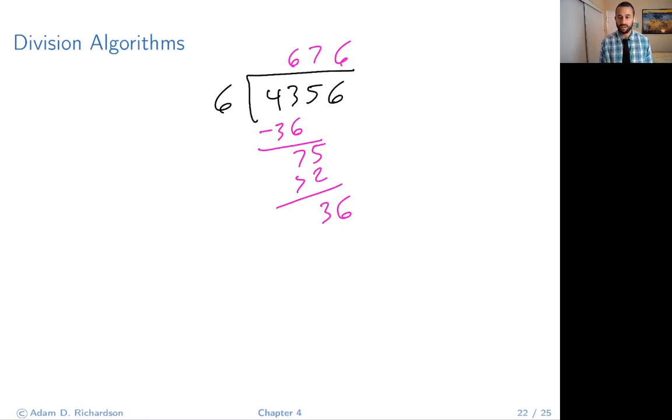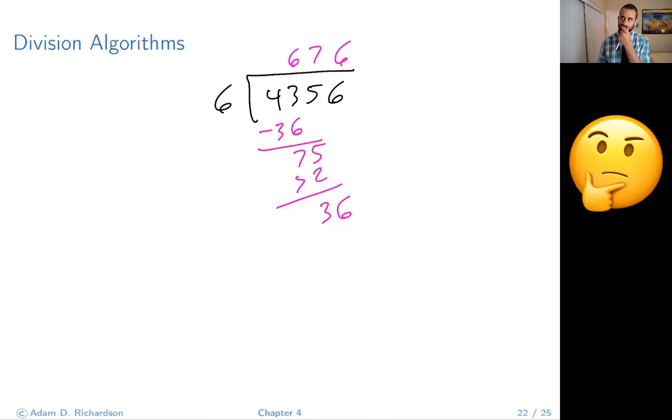Wait, that's not right. My calculator says that it's 726. 726. But I got 676, and I did what the teacher said. I did the multiples and I said it only goes in, and all that kind of stuff. Can you see where the error is? Think about it for a minute. See if you can notice the error.